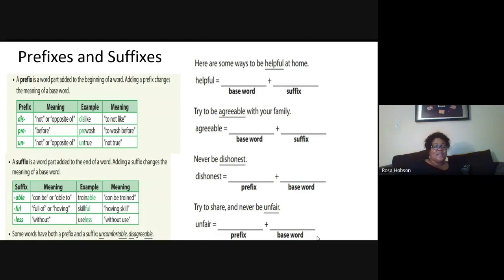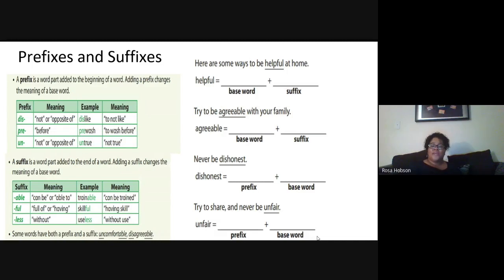A suffix is part of a word added to the end of a word. Adding a suffix changes the meaning of a base word. And here we see some suffixes. A-B-L-E means can be or able to. Example, trainable. It means can be trained. This suffix here, F-U-L, means full of or having. An example is skillful, and it means having skill. And then less means without, as in useless, meaning without use.